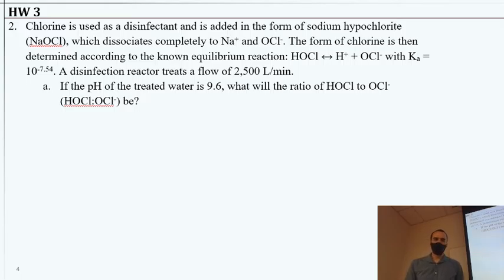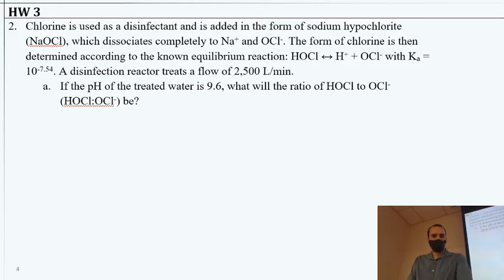Essentially, we're adding sodium hypochlorite, NaOCl. It's going to completely dissociate. So the first reaction is completely going to Na+ and OCl-. From there, the chlorine side of it, the OCl, is going to be in equilibrium, and it's going to reach that pretty quick. And we've got an equilibrium constant for that.